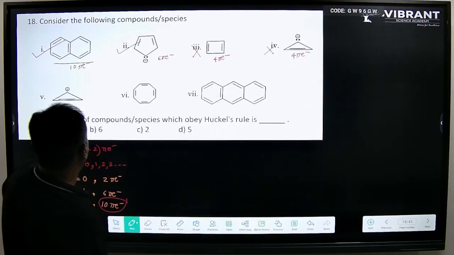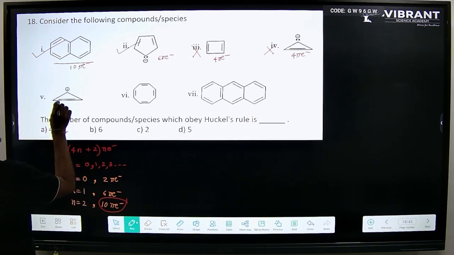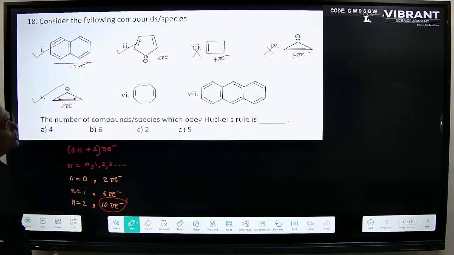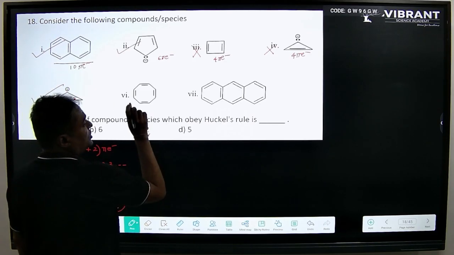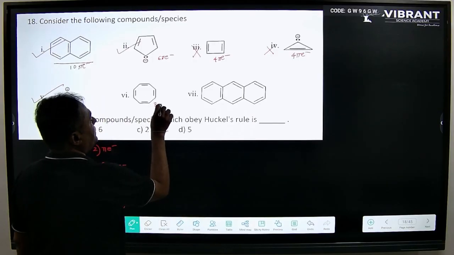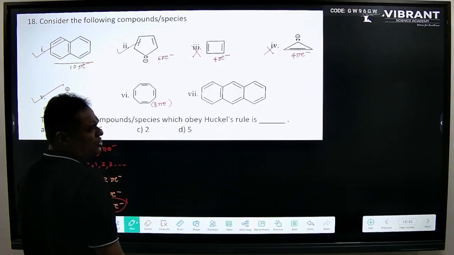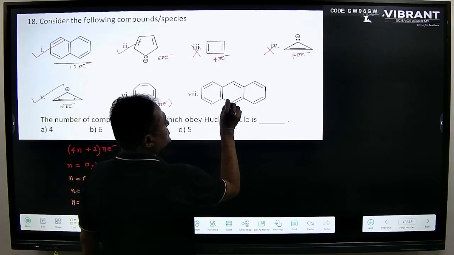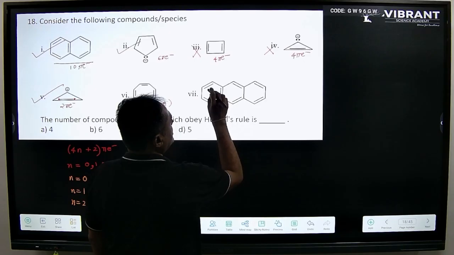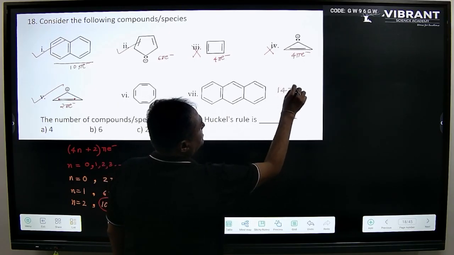Now see question number 5. In that there are 2 electrons given and a plus charge, so it is a 2 pi electron system. Even this obeys Huckel rule. Over here, this is a very important question. Here it is an 8 pi electron system, and whenever it is 8 pi, it is not obeying Huckel rule. Again in this case, how many electrons are there? 14. So it is a 14 pi electron system.